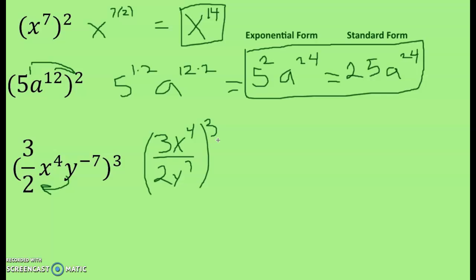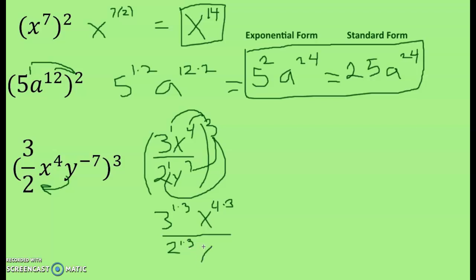Now we're going to want to distribute that 3 into each of the exponents for each of these bases. Let's put 1s next to the 3 and the 2 because, again, you're still going to distribute that 3 into those, and if there's no number, the exponent is a 1. So let's multiply those out. We have 3 to the 1 times 3 power, x to the 4 times 3 power, all over 2 to the 1 times 3 power, y to the 7 times 3 power.